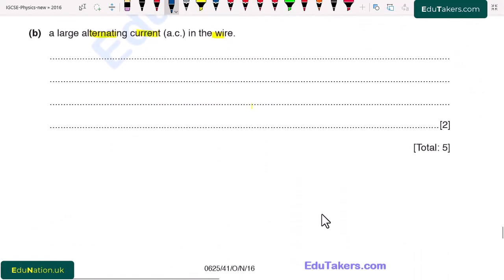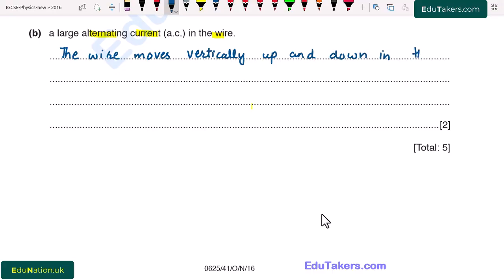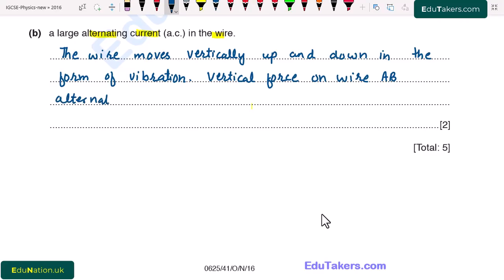So I write here, the wire moves vertically up and down in the form of vibration, vertical force on wire AB alternates due to interaction of two magnetic fields.